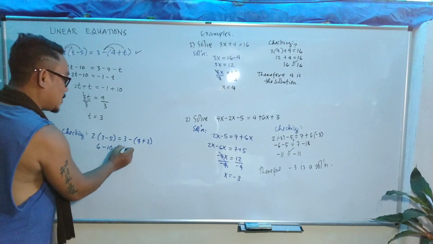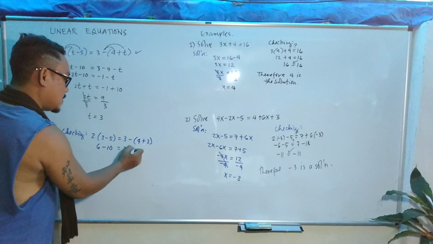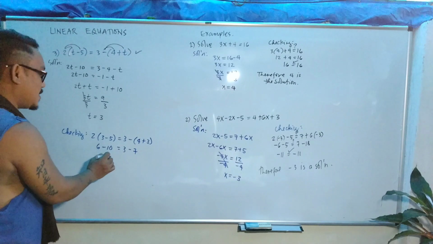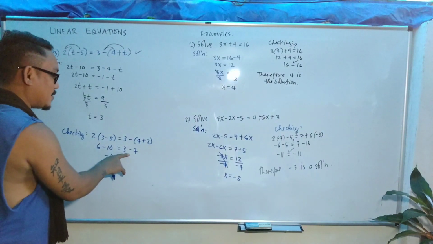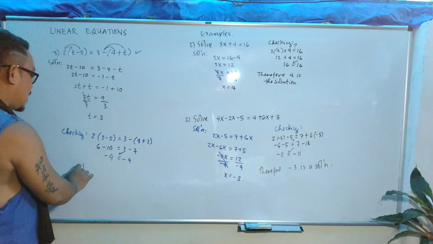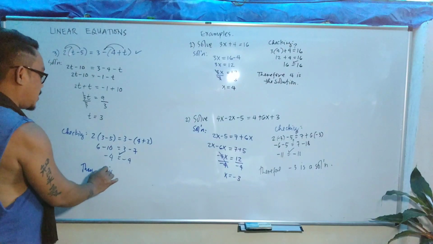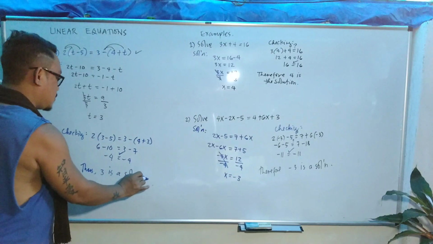So, is equal to 3 minus 7. Okay. What is 6 minus 10? You have negative 4. Is equal to, what is 3 minus 7? You have negative 4. So therefore, it is correct. Thus, 3 is a solution. Okay?